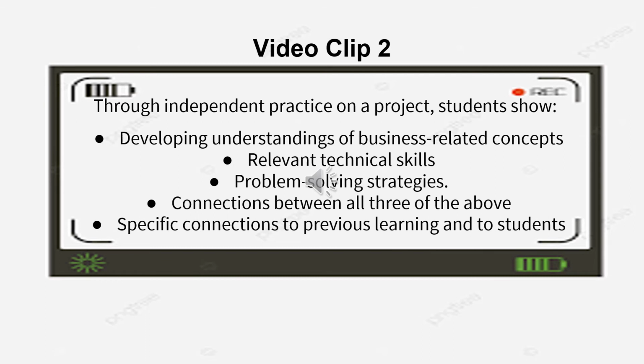And then in your second video clip, this is where you're going to show your students' independent practice. So you need to show them working on a project independently, where they're going to show how they're developing that understanding of the same concept, how they're building those technical skills, how they're using those problem-solving strategies, how they're making the connections between all three of those, and again, how they are making those connections themselves to something they've learned before or to themselves in some way. So a connection to themselves and previous learning.